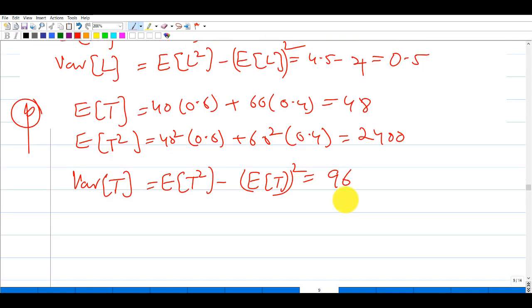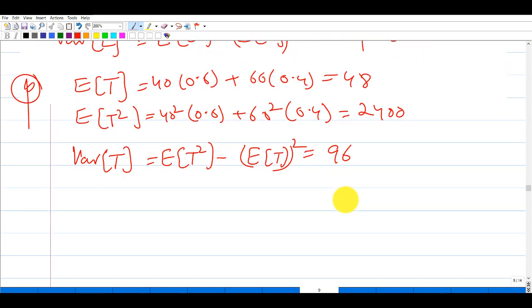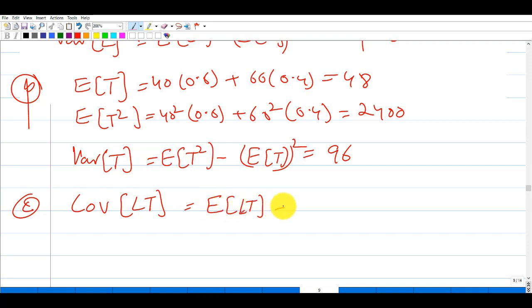So that would be equal to 96. Similarly, the third part says that we have to find the covariance of LT. For that, we have the expected value of LT, the correlation, minus the product of their individual expected values.